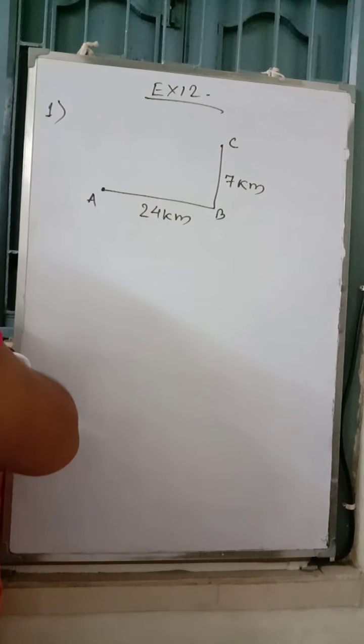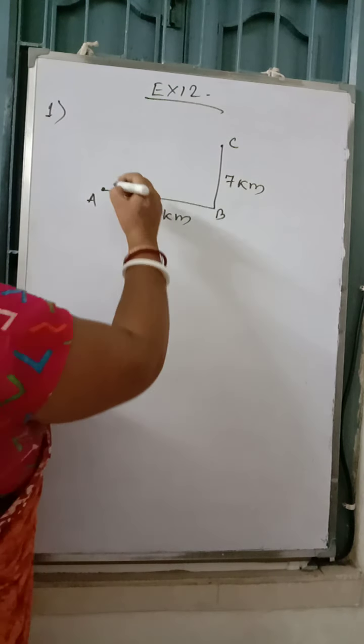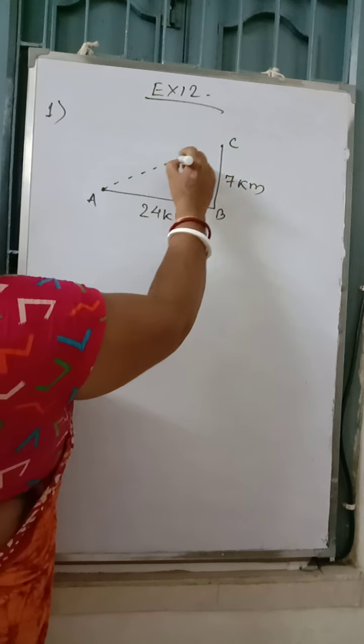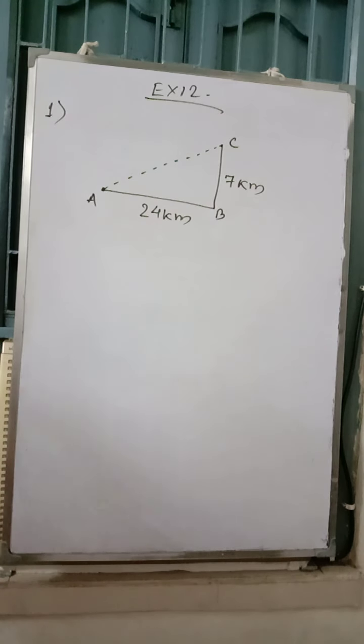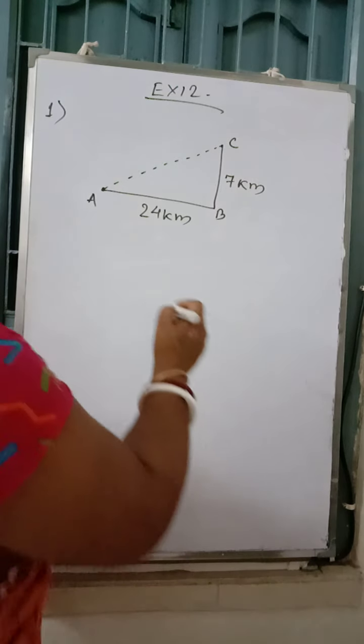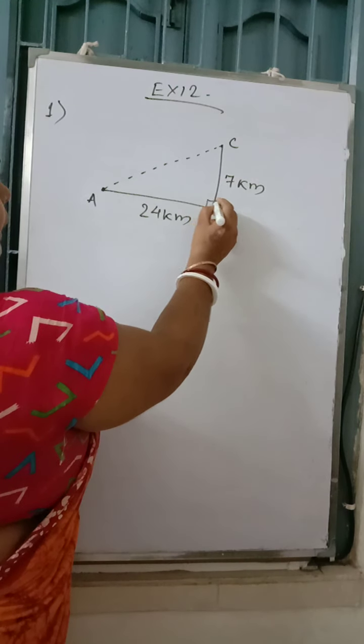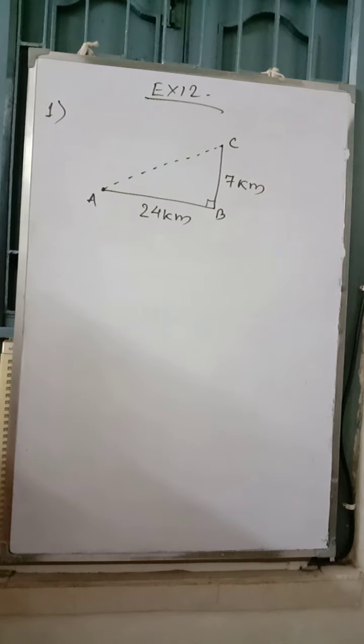Now they have asked how far is the car from the starting point. Now we have to join this AC to get the distance travelled by the car. So when we turn, we make north to east, so we make a turn of 90 degrees.